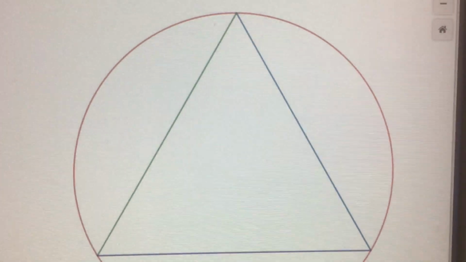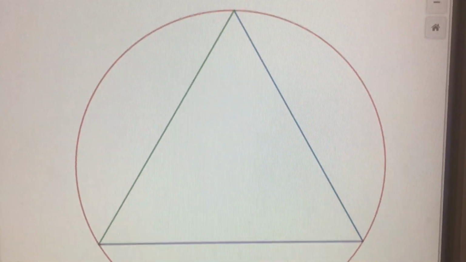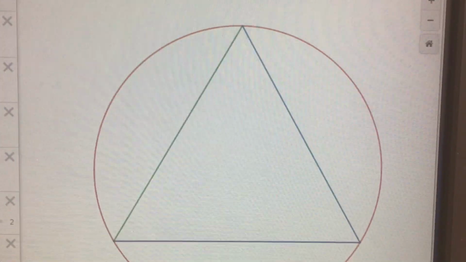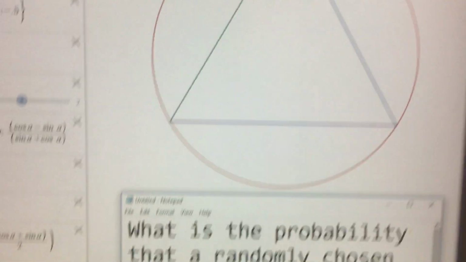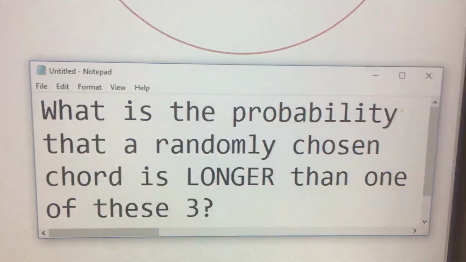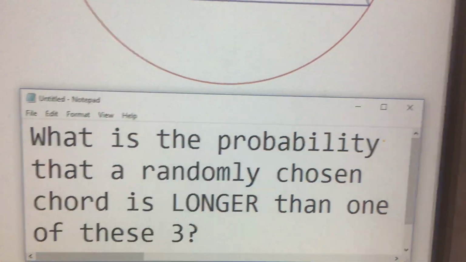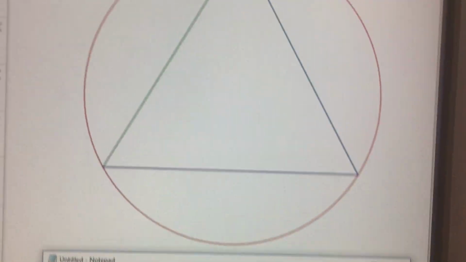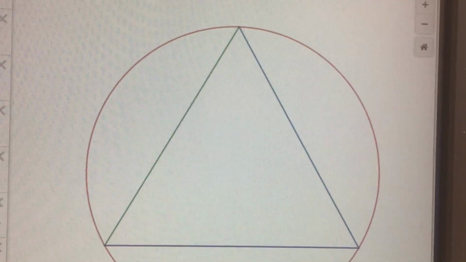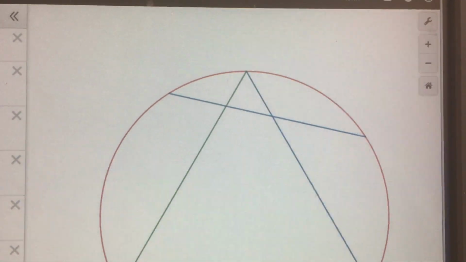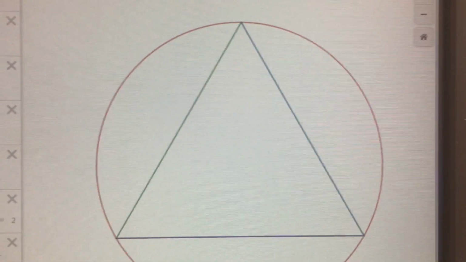Let's imagine you had any old circle and you decided to inscribe an equilateral triangle. Well, then I have a question for you. What's the probability that a randomly chosen chord is longer than one of these three? Well, you could pick a randomly chosen chord, boom, and you could ask that question, but let's first talk about some background.